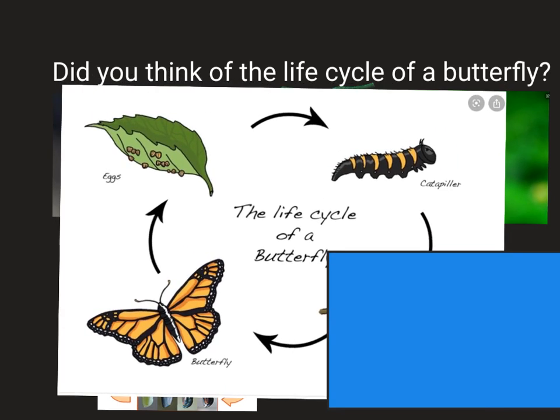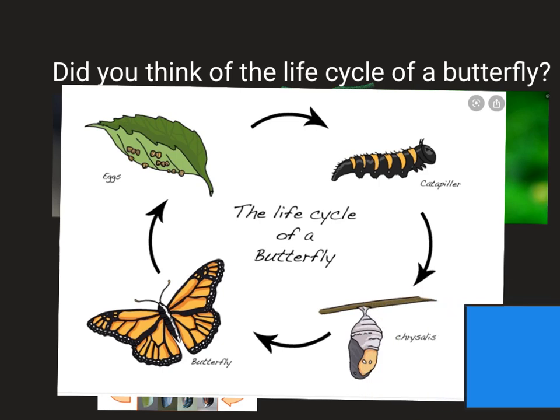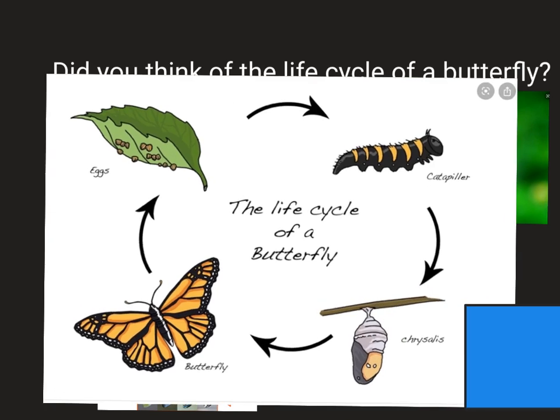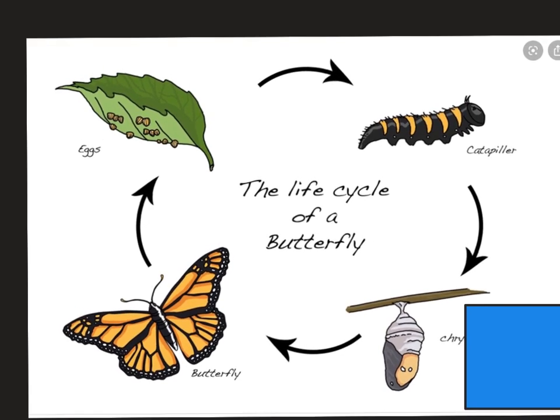Okay, so here you will see an example of the life cycle of a butterfly. And you'll see it will start with eggs that are right underneath the leaf. That's the beginning of the life cycle. And you can see the life cycle going through the cycle. The arrows are pointing to the direction that you're moving in. The eggs turn into the caterpillar. And then the caterpillar turns into the chrysalis. And then the chrysalis turns into the butterfly. And the butterfly is the last phase of that life cycle.